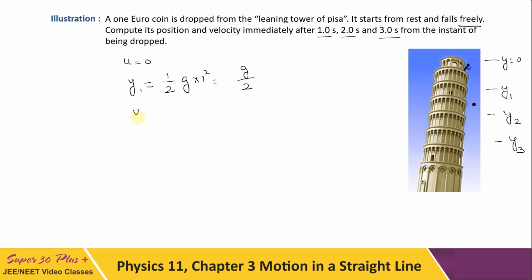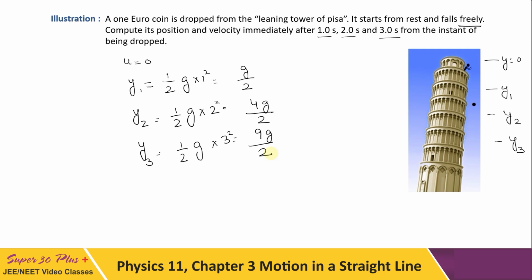Next is y2, that is half g into 2 square, which is equal to 4g by 2. The third one, y3, is half g into 3 square, which is 9g/2. So these are the positions after 1 second, 2 seconds and 3 seconds respectively.